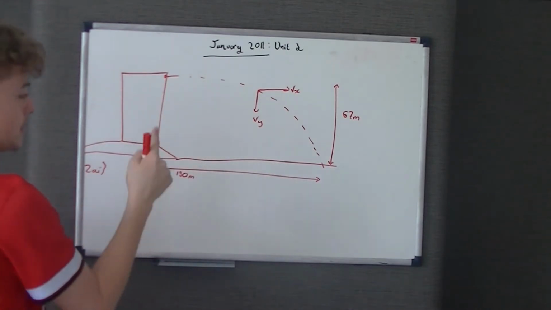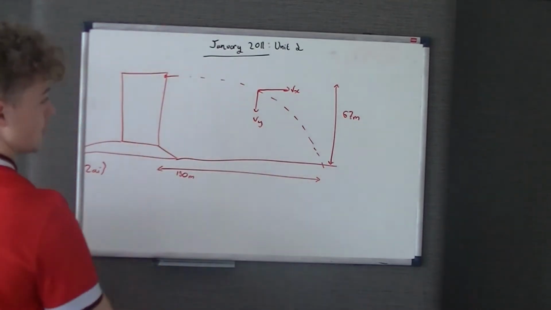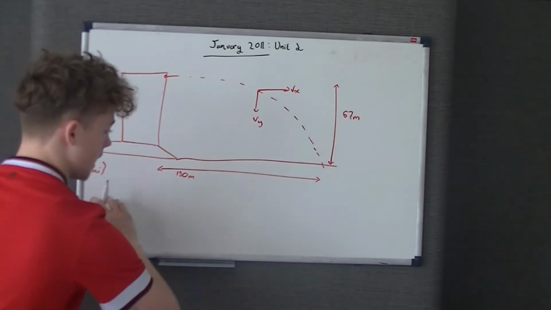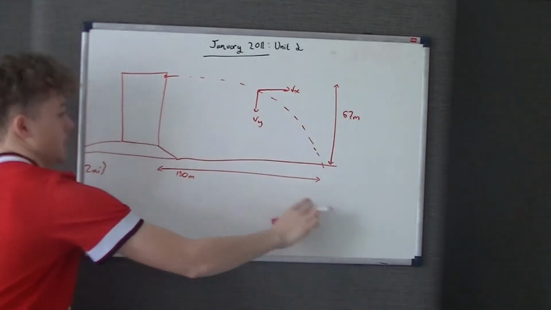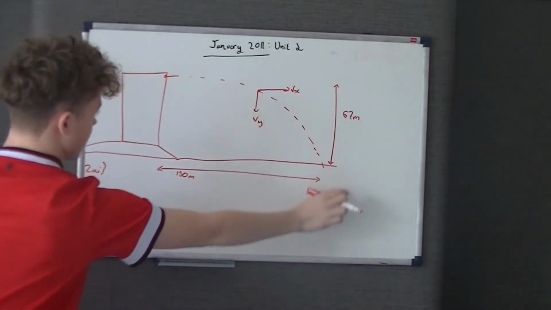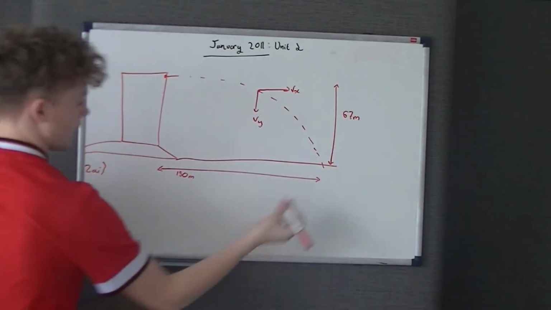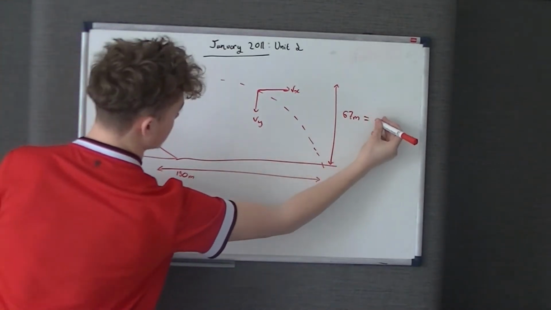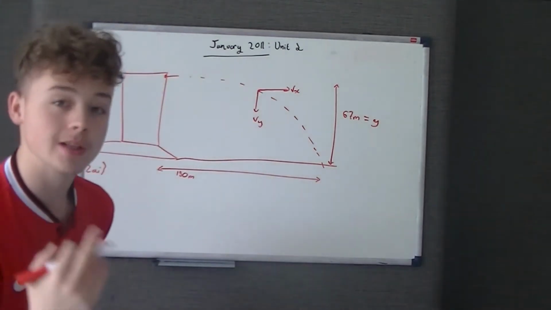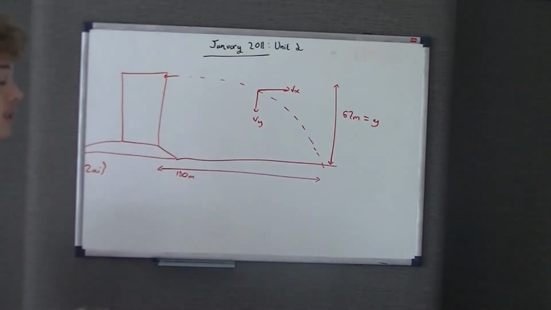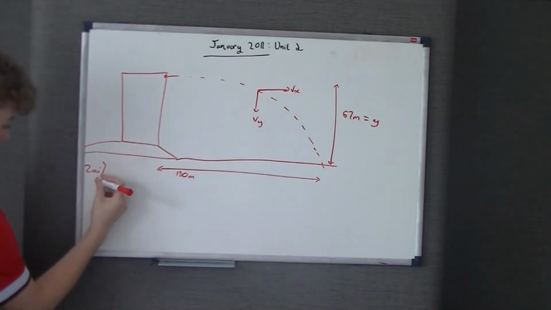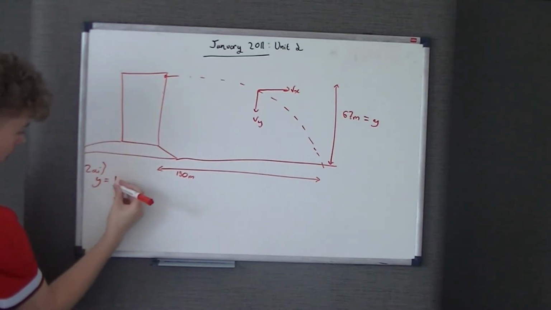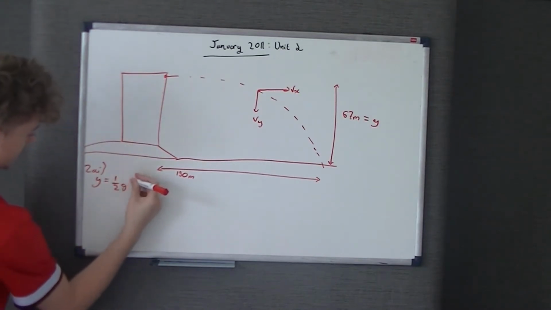Vy. It's asking us when it hit the ground, it's not asking us how long it took to do this, it's how long it took to hit the ground, so it's going to be to do with the height. Now we know this 67 metres equals y, which is the vertical displacement. Now Vy is the velocity in the vertical direction. So we know y equals half of g t squared.